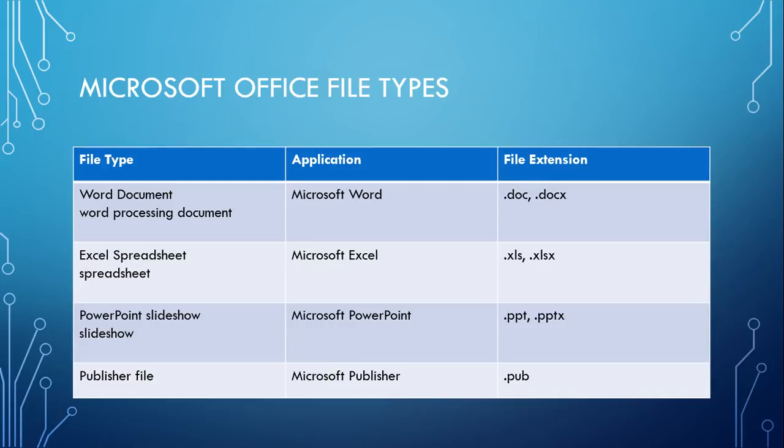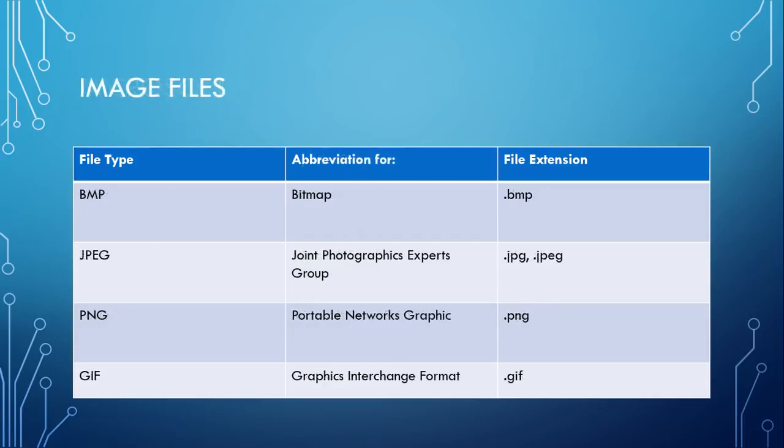Now, obviously, this is not every Microsoft Office application, but we just want to go over a couple of common ones, so I just threw in there Publisher files, which are the other type that you might see, which is, of course, belonging to Microsoft Publisher with a .pub extension. All right, let's go ahead and look at our next type, which is that of images.